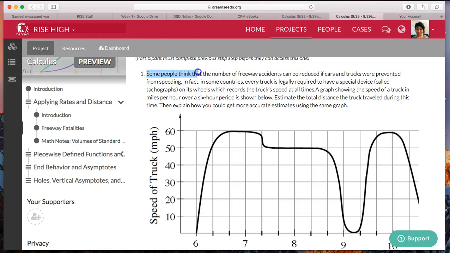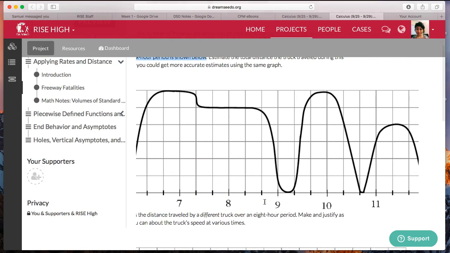All right, so let's read number 1. Some people think that the number of freeway accidents can be reduced if cars and trucks were prevented from speeding. So maybe if cars and trucks didn't speed, there'd be less accidents. In fact, in some countries, every truck is legally required to have a special device called tachographs on its wheels, which records the truck's speed at all times. So in certain countries, there's a device that measures a truck's speed at all times. A graph showing the speed of a truck in miles per hour over a 6-hour period is shown below.